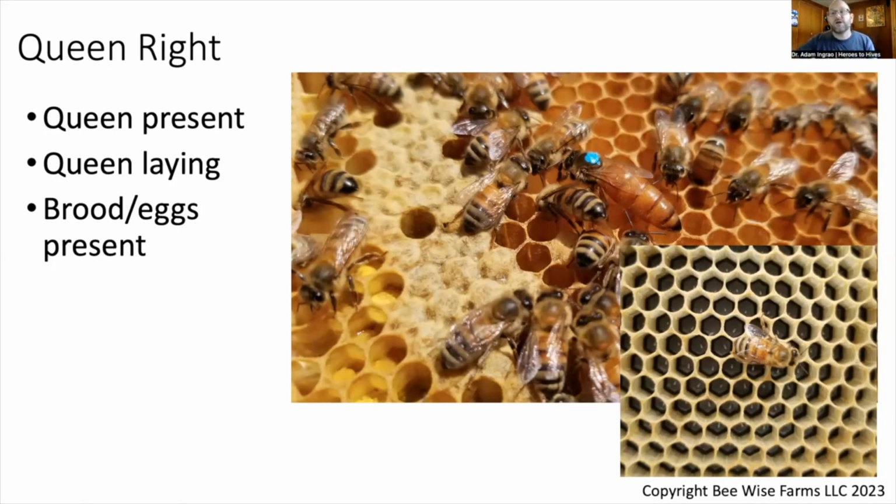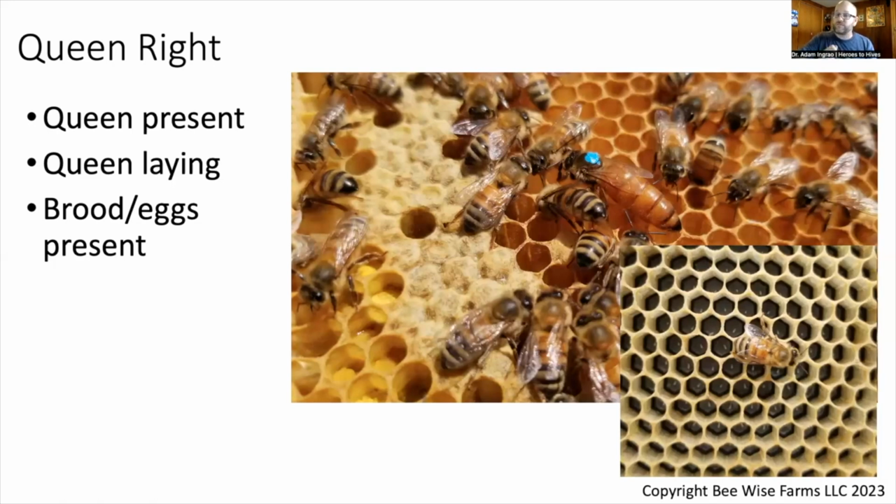The only way you can do this, there's two ways you can do this. You either have to see the queen, which to be quite honest, is not going to be the case most of the time. And this is why the second way is the most important thing that you need to train yourself up on as you're getting ready for inspections: the ability to see eggs in a colony.